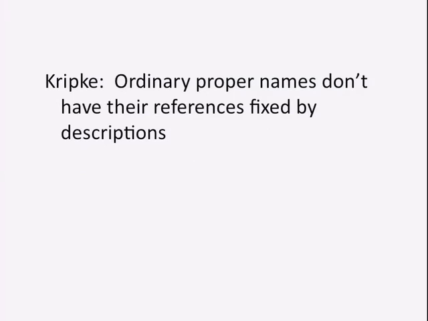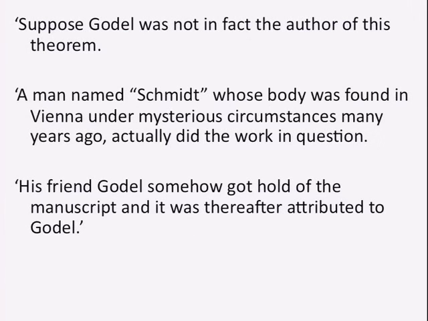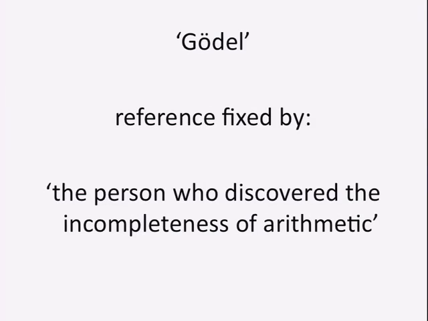If you just look at what goes on in our ordinary use of language, the descriptions we actually associate with the names don't, in fact, fix their references. So suppose that the key description associated with the name Gödel is the person who discovered the incompleteness of arithmetic. Well, it could turn out, could it not, that someone else actually discovered the incompleteness of arithmetic, and that Gödel is actually a somewhat shady character.